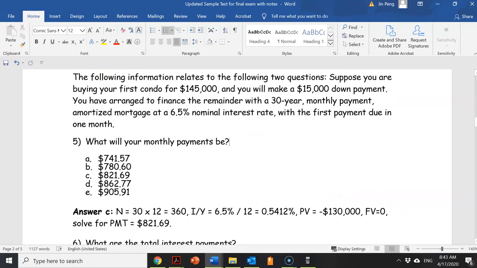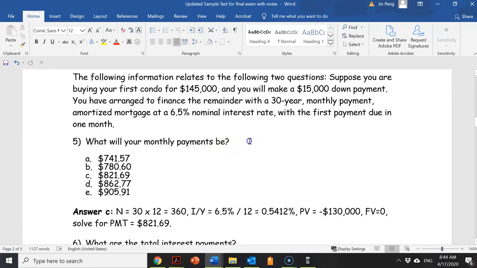Chapter 5 TVM question. The following information relates to the following two questions. Suppose you're buying your first condo for 145,000 and you will make a 15,000 down payment. You have arranged to finance the remainder with a 30-year monthly payment amortized mortgage at a 6.5% nominal interest rate, with the first payment due in 1 month. What will your monthly payments be?